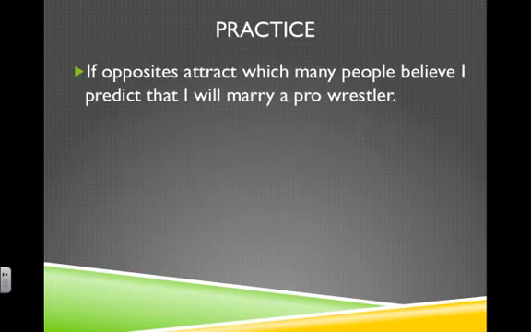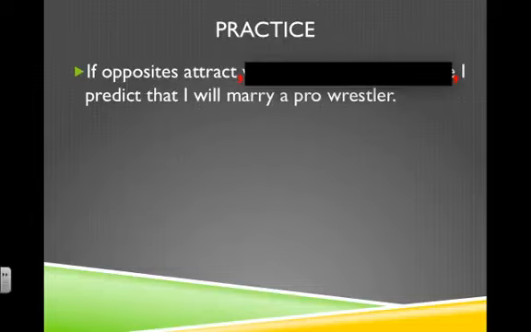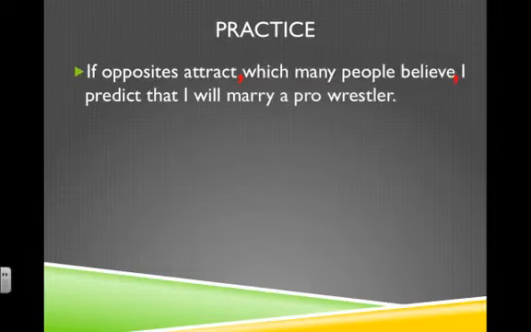Let's practice. If opposites attract, which many people believe, I predict that I will marry a pro wrestler. I have commas because which many people believe could be taken out of the sentence. It's really just extra information. It's not restricting what I'm talking about. I'm still talking about the same opposites in either scenario, whether I have that clause or not.